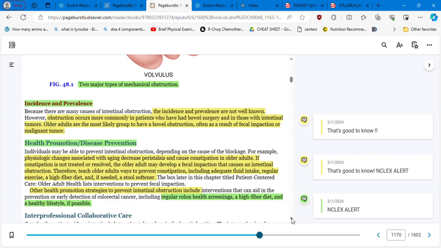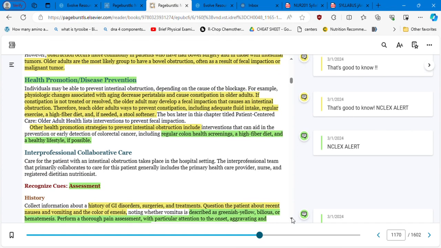That's good to know. Health promotion, disease prevention, excuse me. Okay, so physiologic changes associated with aging decrease peristalsis and cause constipation in older adults. The older adult has poor nutrition, a slow peristalsis, and on top of that, a low intake of fluids. Okay, so that's why there is constipation. If constipation is not treated or resolved, the older adult may develop a fecal impaction that causes an intestinal obstruction.